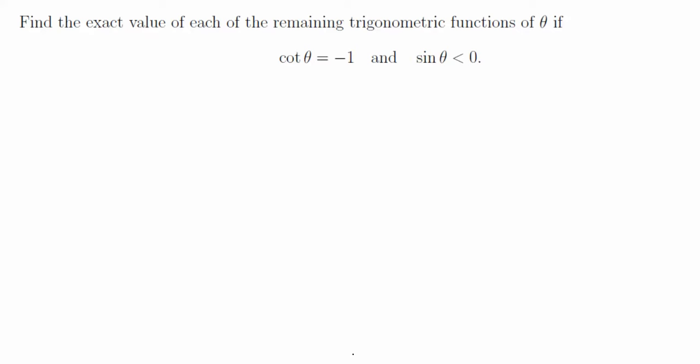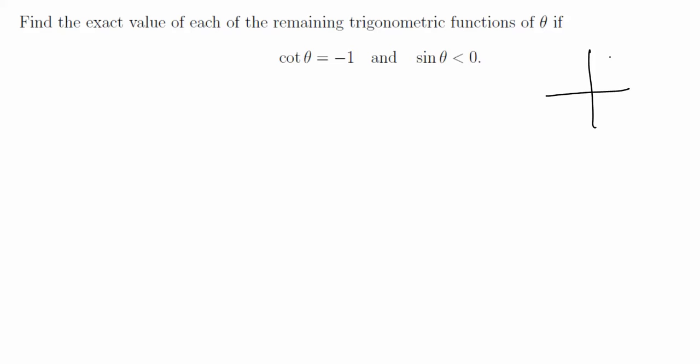Find the exact value of each of the remaining trig functions of theta if cotangent theta is -1 and sine theta is also negative, less than 0. So we need to determine the quadrant where the angle theta lies.